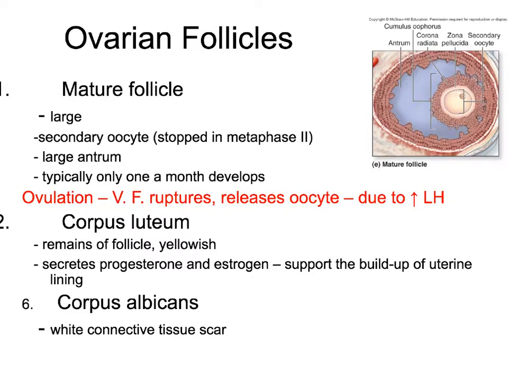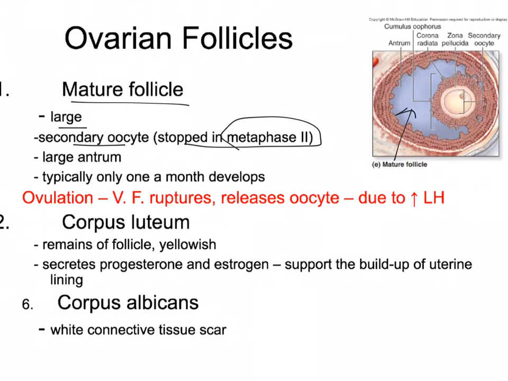Now the mature follicle, which they used to call the Graafian follicle, it's had different names before. This is large. This is the biggest one, and this is where we're going to release the egg. It has a secondary oocyte, which stops in metaphase 2. The antrum is large, full of serous fluid, which has progesterone and estrogen in it.